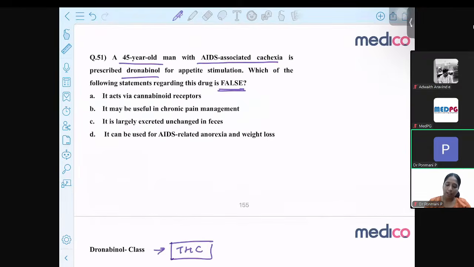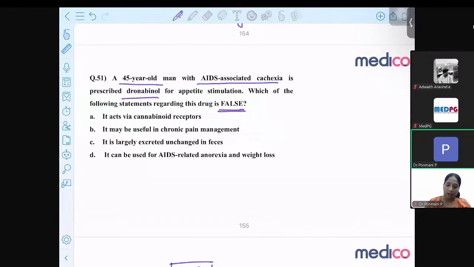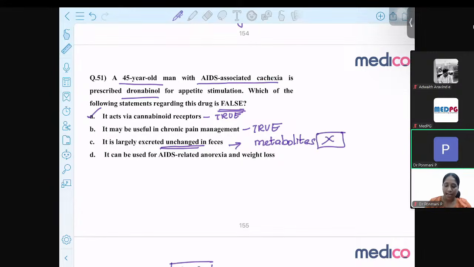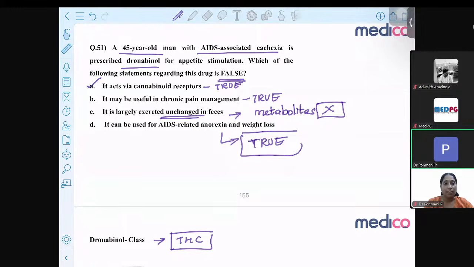Now we will look at the statements they have given about dronabinol. It acts via cannabinoid receptor. Yes, this is true. It is used in pain management. Yes, it is true. It is largely excreted unchanged in the feces. No, it undergoes proper metabolism and the metabolites get excreted in the feces. So this is the wrong option. And it is used in AIDS-related anorexia and weight loss. Yes, this is also true. So this completes the question related to cannabinoids.